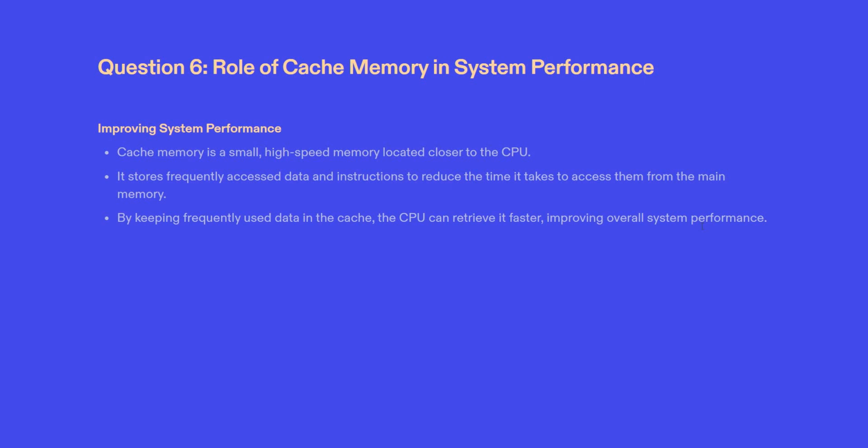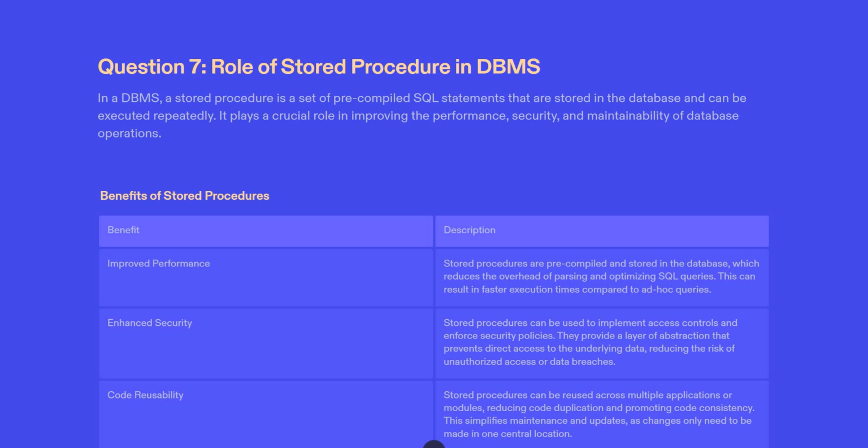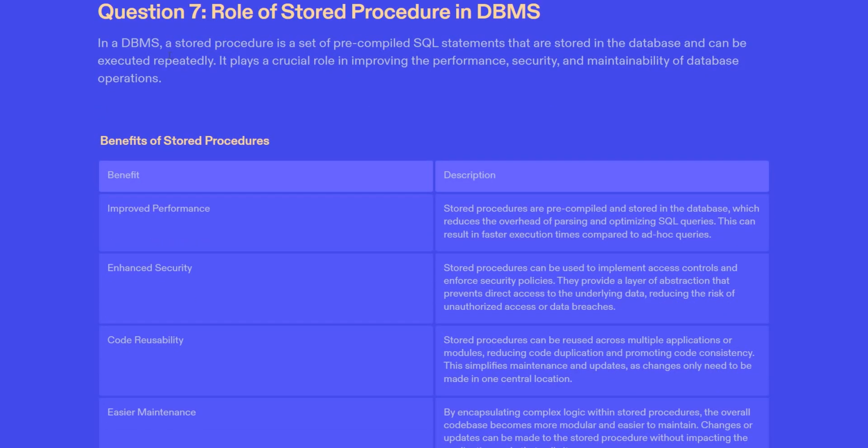So this is how you can answer it in case you get this question on the role of cache memory in system performance. Coming to the next one, role of stored procedures in DBMS. A stored procedure is a set of pre-compiled SQL statements that are stored in the database and can be executed repeatedly. So these stored procedure commands can be executed repeatedly anytime based on your requirement.